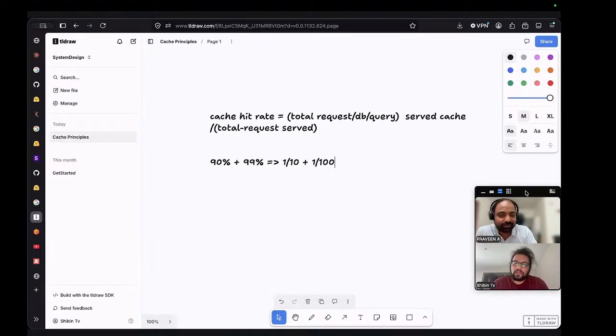So you really have to ensure maybe 99% or even better there. So yeah, I just wanted to give an example, Shivin. You can continue.